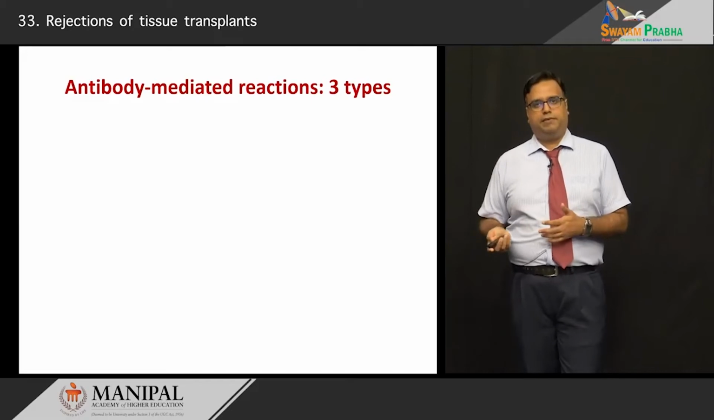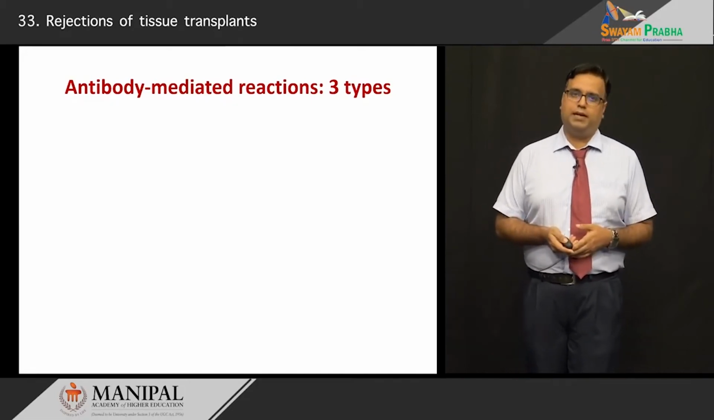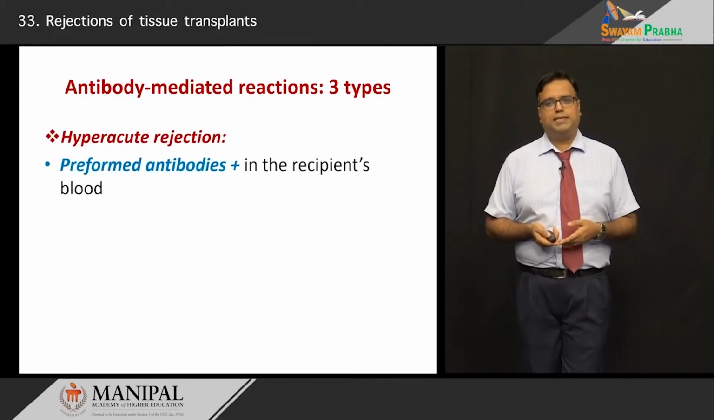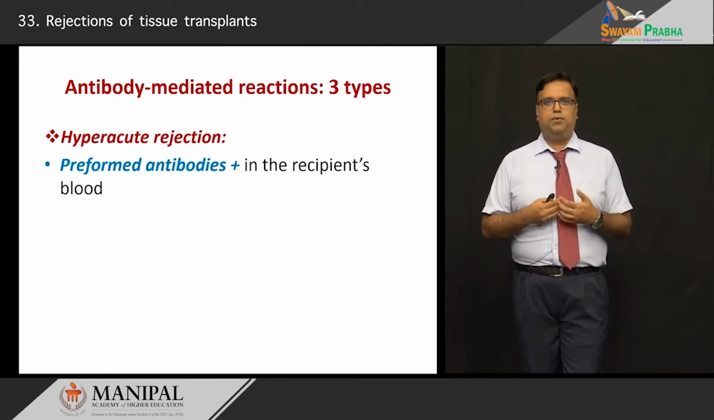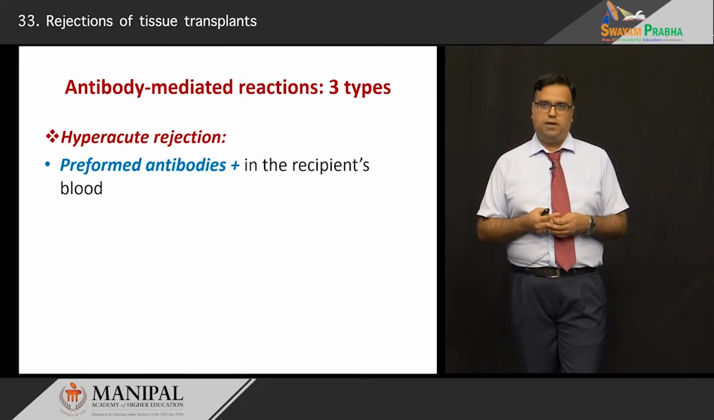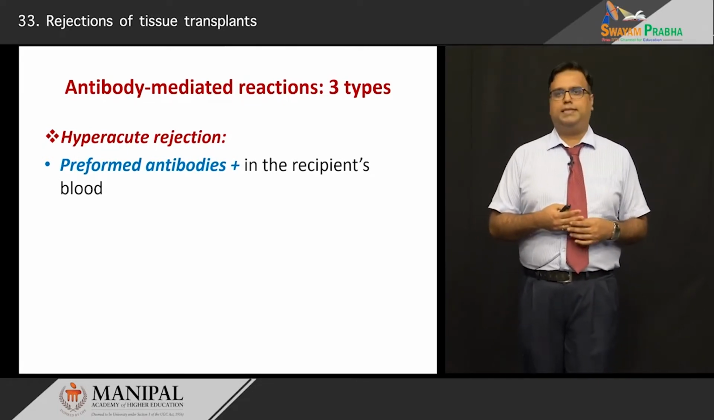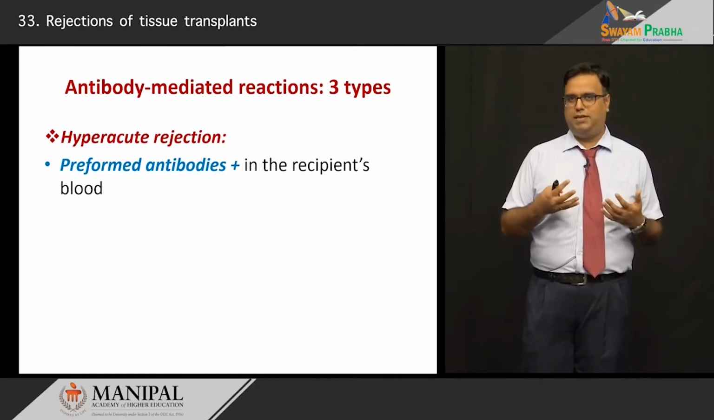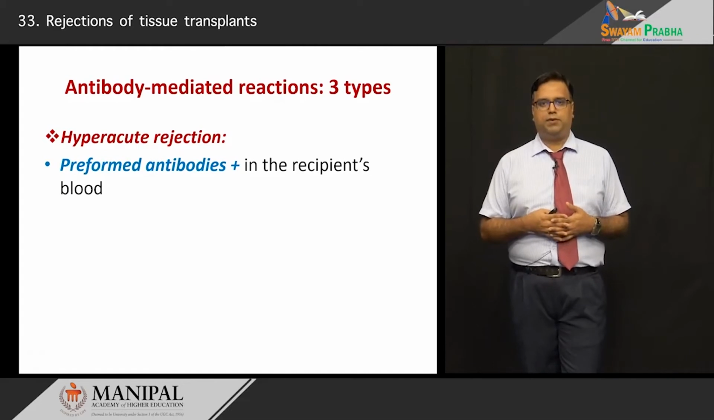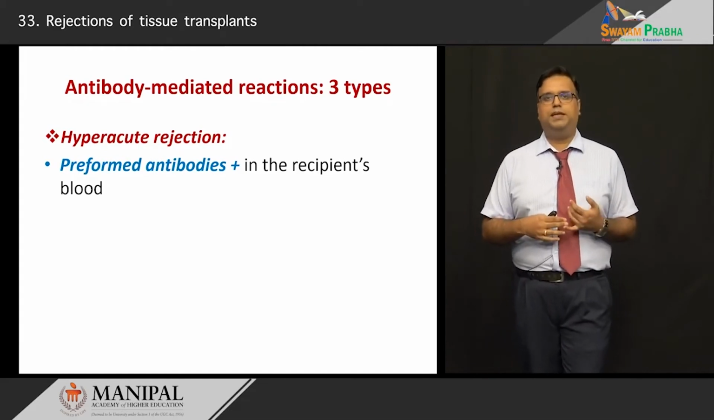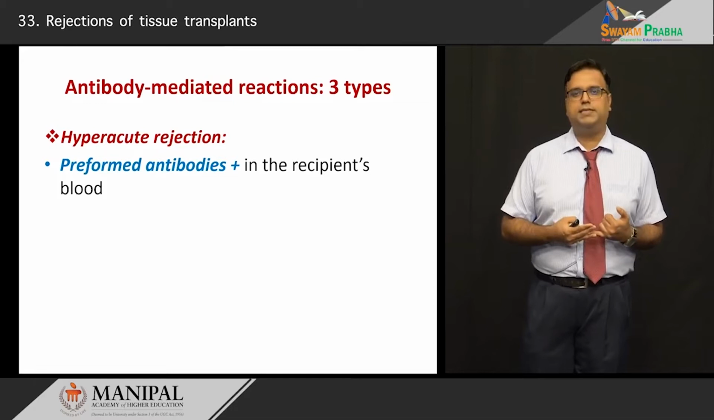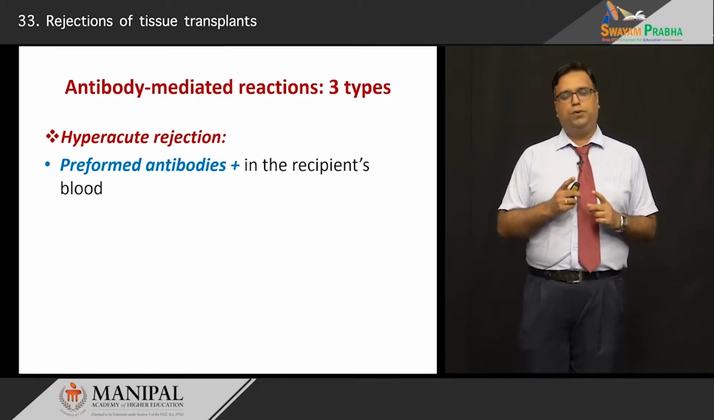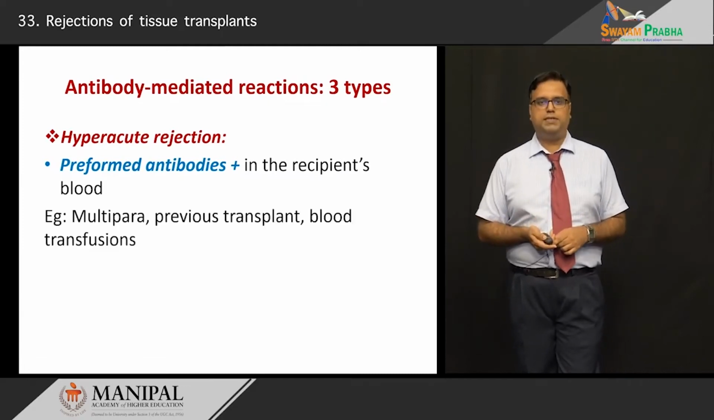The antibody mediated reaction or B cell mediated reaction can be clubbed under 3 types if you want to study them. The chief among them is what is called hyperacute rejection. By hyperacute, it occurs immediately, within hours. We have seen sometimes that the operation was done in the morning, and by evening you can see the rejection. This is a very typical pattern followed by hyperacute rejection. It has to do principally with preformed antibodies in the recipient's blood. So screening becomes a very important mechanism here. You ought to screen these patients for preformed antibodies.